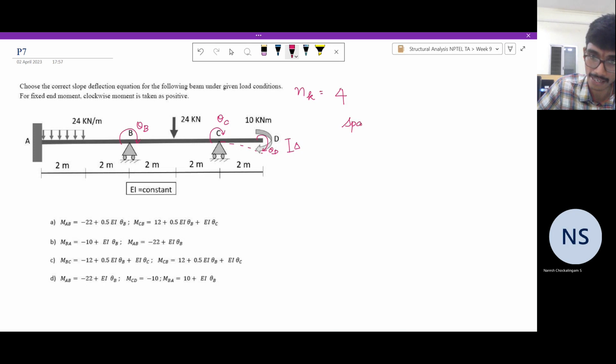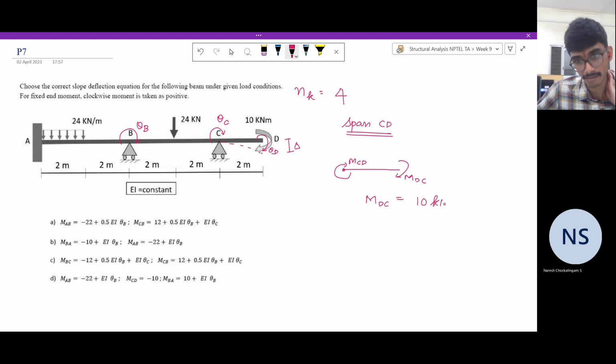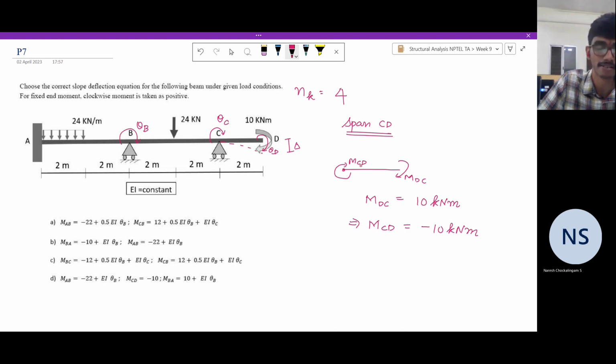Consider the span CD. If you consider the span CD, it has MCD and MDC. But what is MDC equal to? MDC is nothing but 10 kilonewton meter, which means MCD is also equal to minus 10 kilonewton meter. Why is that so? Simply enforce equilibrium. There is no force acting on this span, so MCD is equal to minus MDC, which is minus 10 kilonewton meter.